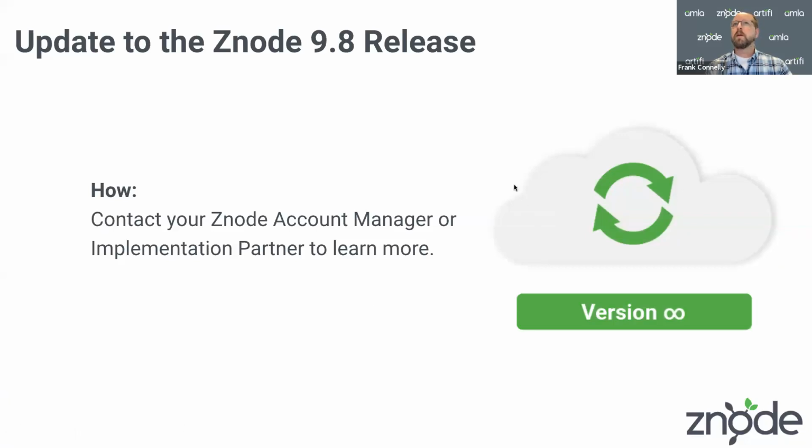Again, if you have any additional questions, and this B Stores is coming out in the Znode 9.8 release, which is on October 20th. So coming up here. So if you want to learn more, contact your account manager or implementation partner for more information.